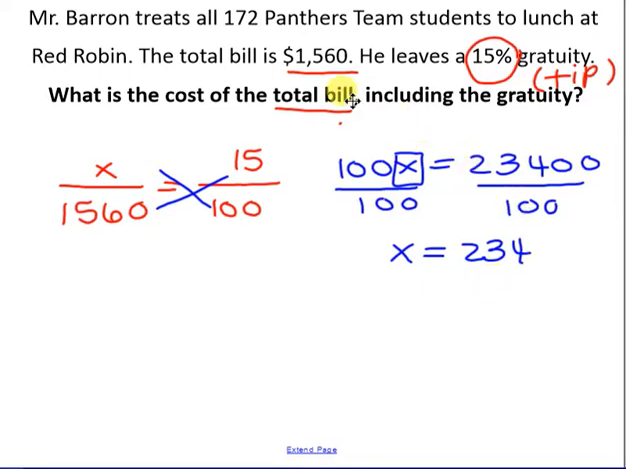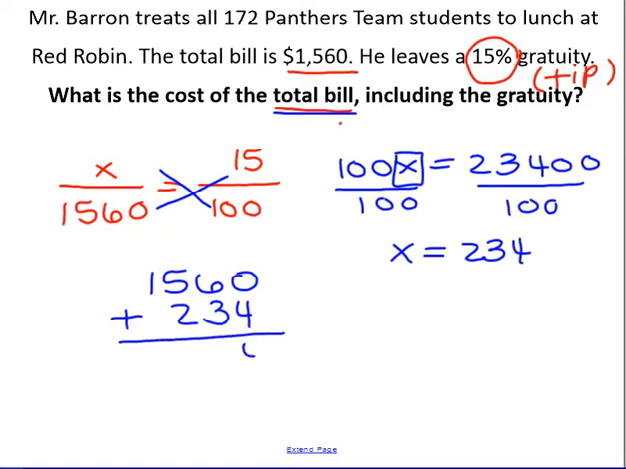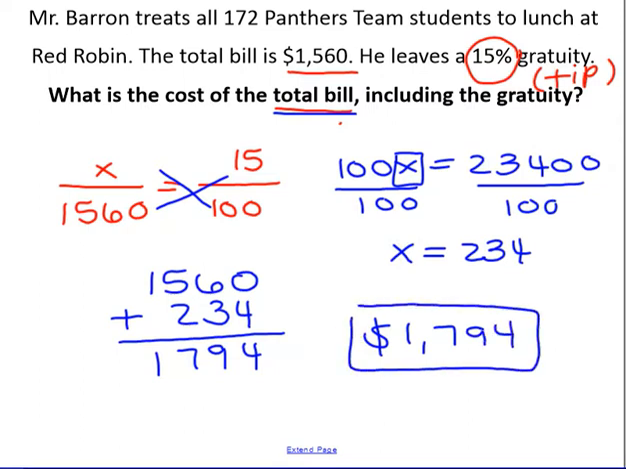So just the tip is going to be $234, but it wants to know the total bill. It doesn't want to know just the tip. So I need to add that back into the total. So the total is $1,560 plus $234. This is 4, this is 9, 7, and 1. So the total bill is $1,794, and that includes the tip.